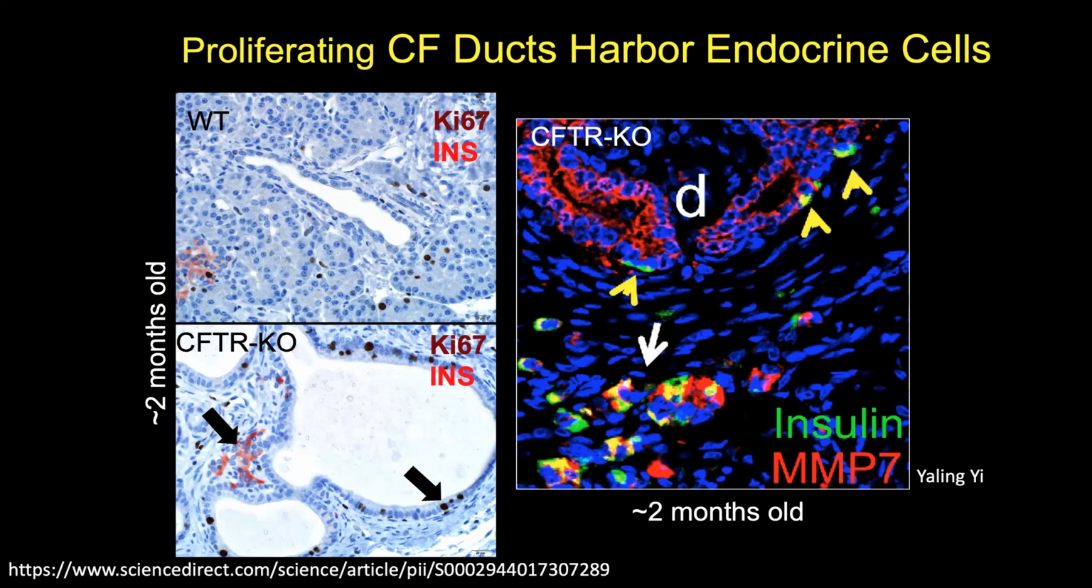Now, given the increase in endocrine cell frequency and the presence of endocrine cells in CF duct epithelium during the phase of severe inflammatory insult, we hypothesized that there were altered exocrine signals from the duct that initiated this change in the pancreas.